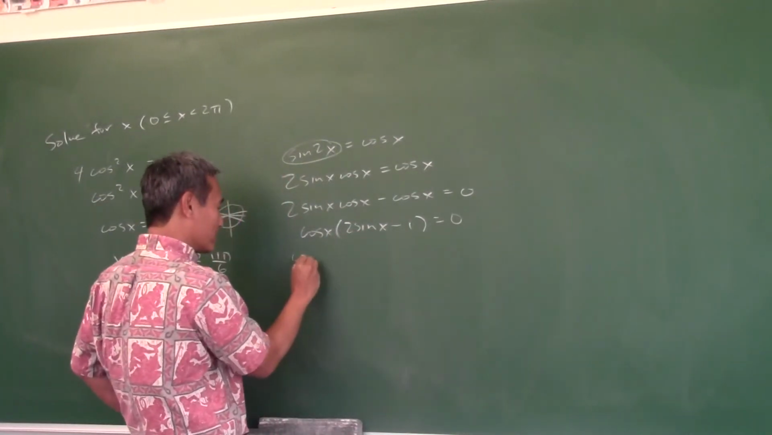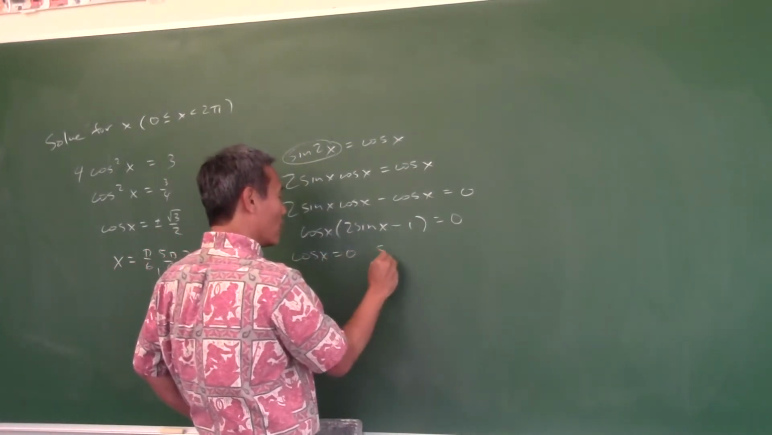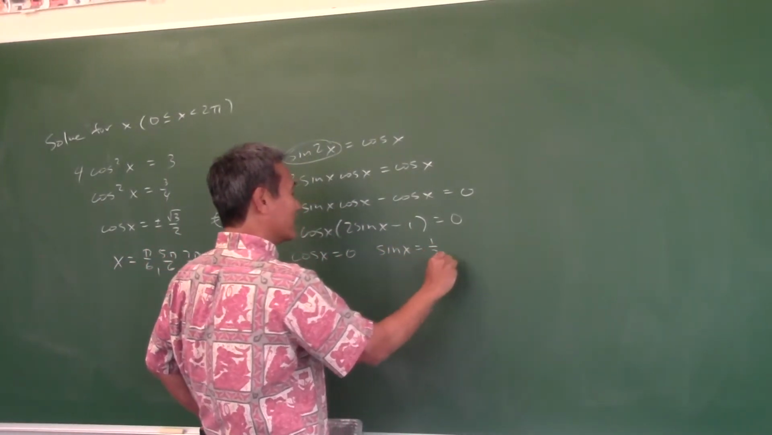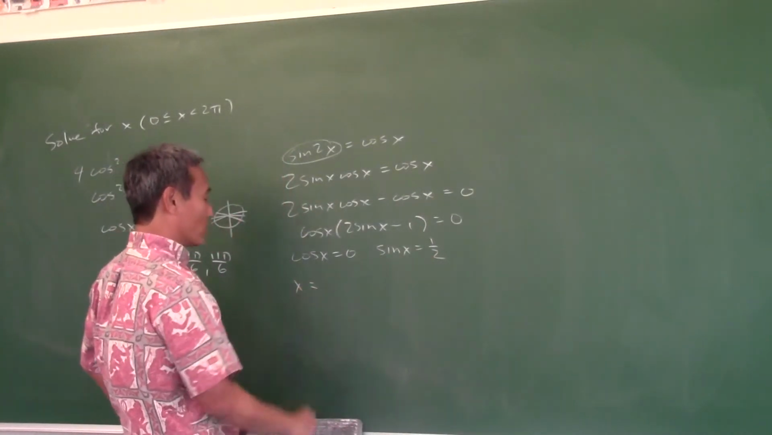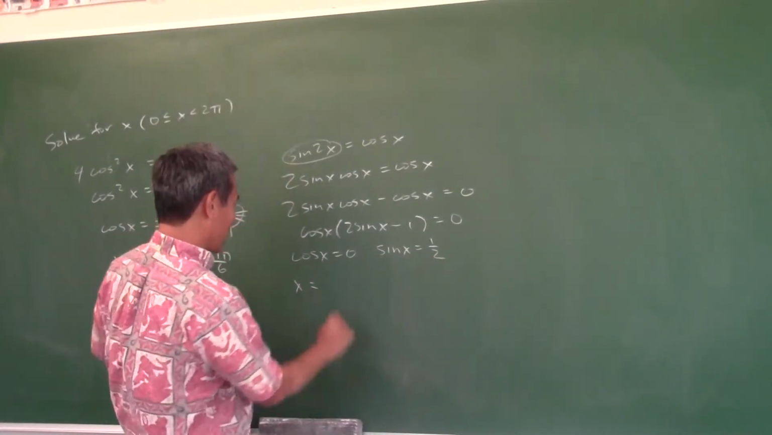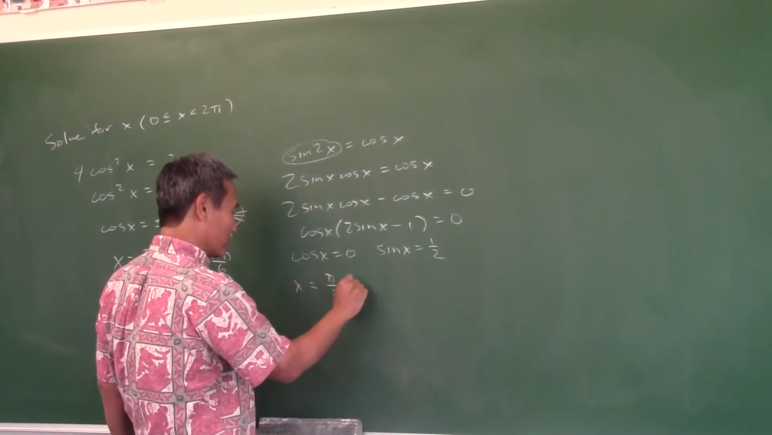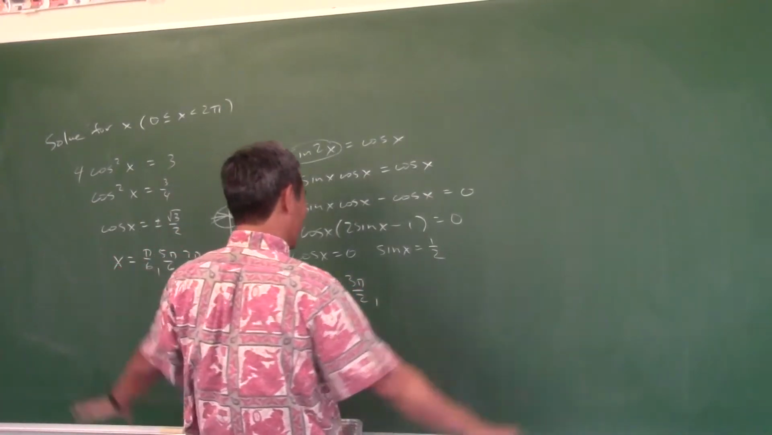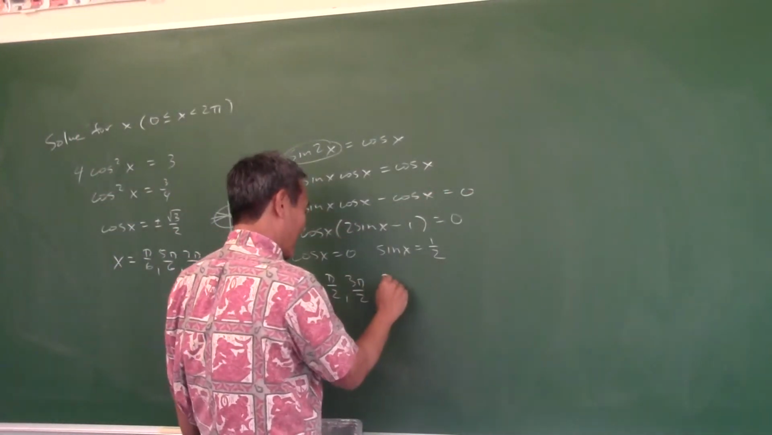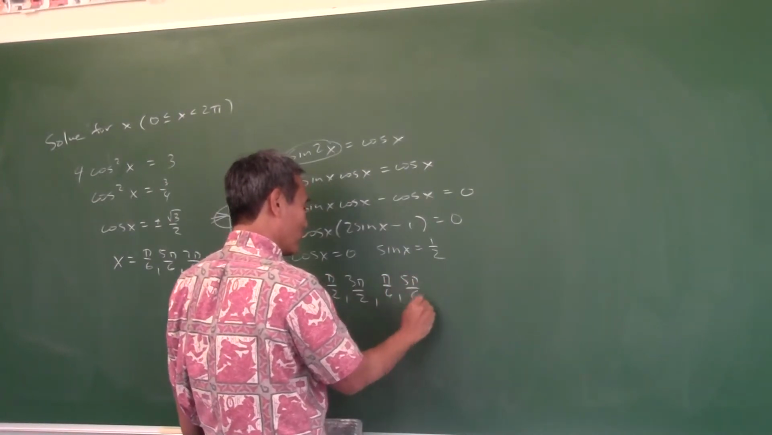Set each factor equal to 0, so cosine x equals 0, or sine x equals 1/2, and these are all numbers we're supposed to know. So where is cosine x equal to 0? Pi/2 and 3 pi/2. Where is sine x equal to 1/2? Boom! So that would be pi/6 and 5 pi/6. Woo! And then we're done.